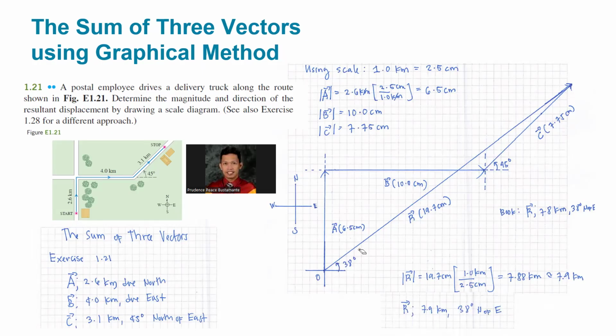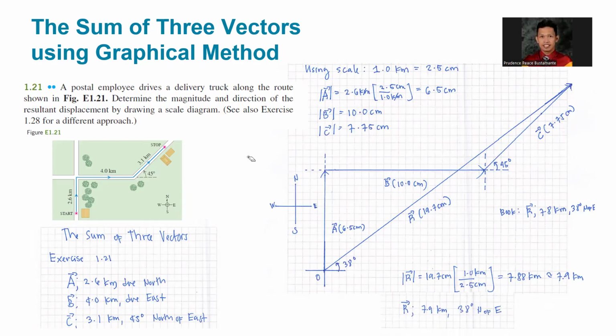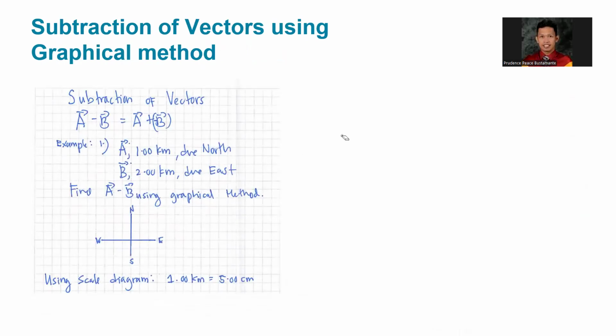So this is how you add vectors using the graphical method. The most convenient way here is to use the head to tail method. Now, how about subtraction of vectors using the graphical method? To make it more simple, we use the relationship that A minus B is just equal to adding vector A plus the negative of vector B. So this is the negative of vector B.